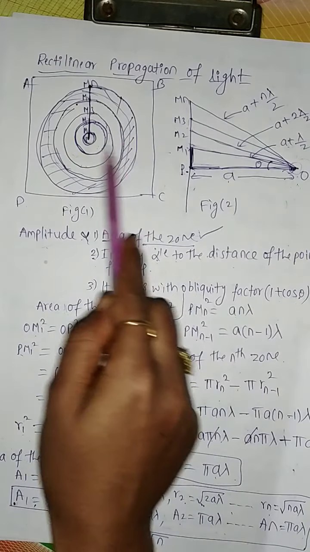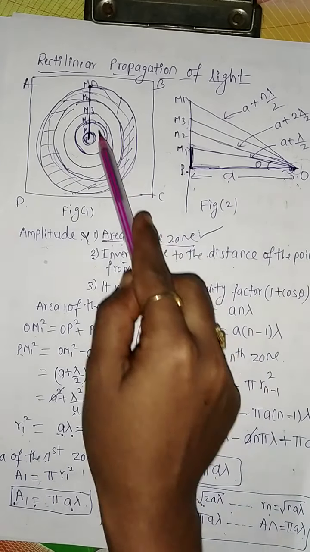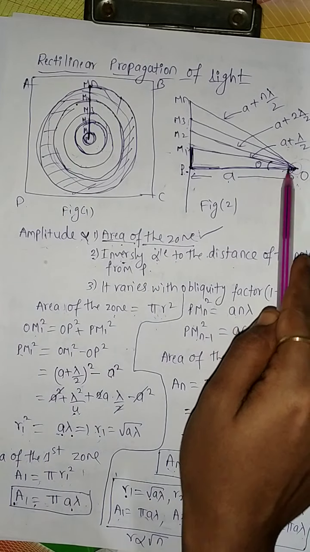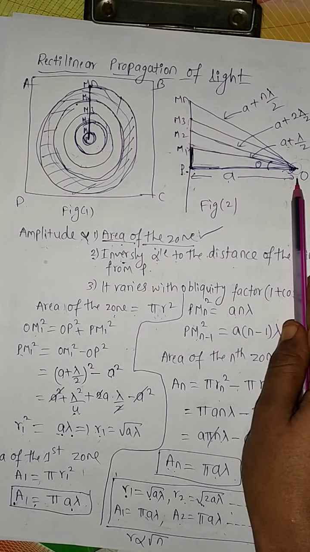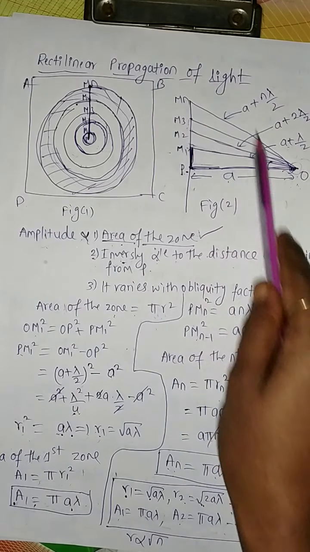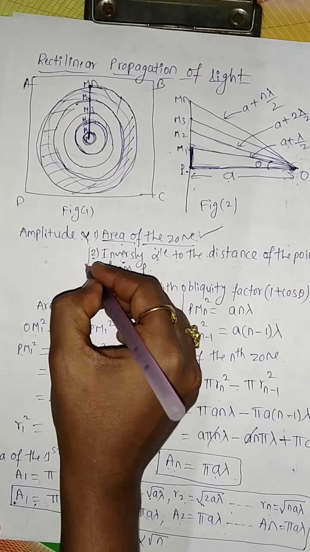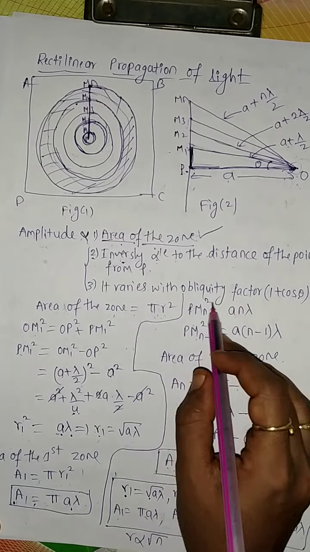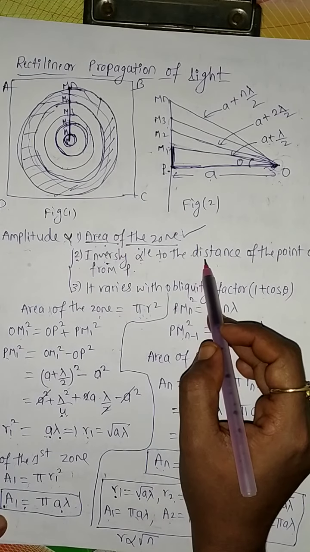Meaning, when the light passes out from these zones and meets at point O, all the circles produce the same amplitude at point O, because all have the same area. As the area is small, the amplitude at O due to all these zones will be equal. This we already studied. Now in today's class we are going to talk about the other two points: how it depends upon the distance and how it varies with the obliquity factor.